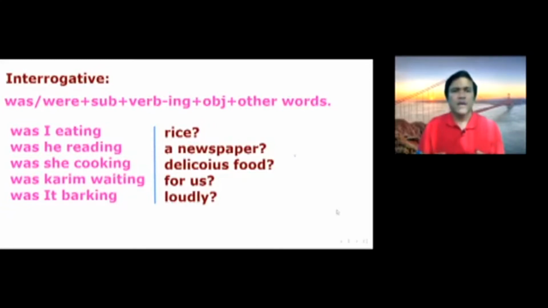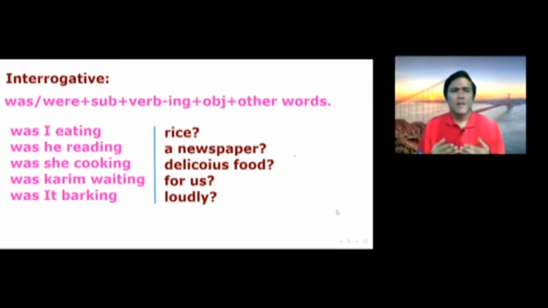Was I eating rice means ami ki bhat khacchilam. Was he reading a newspaper? Se ki ekti potrika porchilo. Was she cooking delicious food? Tini ki shushadu khabar ranna korchilen. Was Karim waiting for us? Karim ki amader jonno opekkha korchilo. Was it barking loudly? Eti ki uccho shore gheo gheo korchilo.